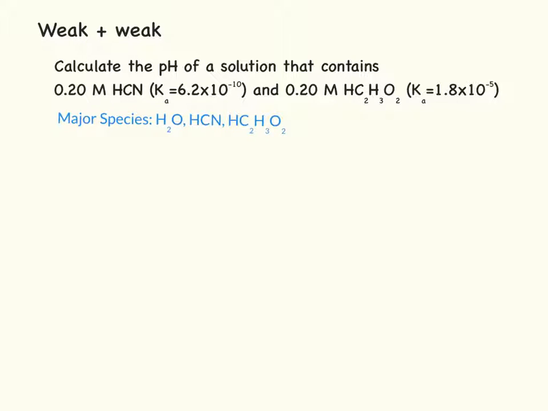Of these two weak acids, which one is stronger? Let's see, we have Ka equal to 1.8 times 10 to the negative fifth versus Ka equal to 6.2 times 10 to the negative 10th. Aha! The stronger acid here is the acetic acid. So let's take a look at that equilibrium first.